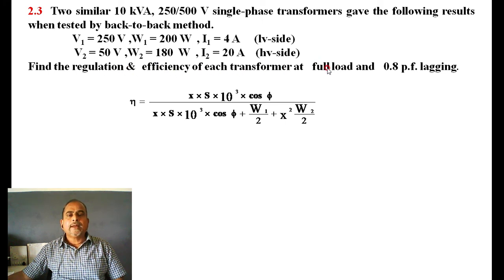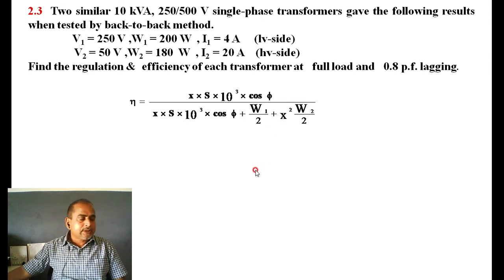Therefore, X is equal to 1. S is given as 10 kVA and cos phi is 0.8. Then W1 by 2 gives the iron loss, that is 100 watts, and the copper loss at full load is 180 divided by 2, that is 90 watts. Just have to substitute in this equation.